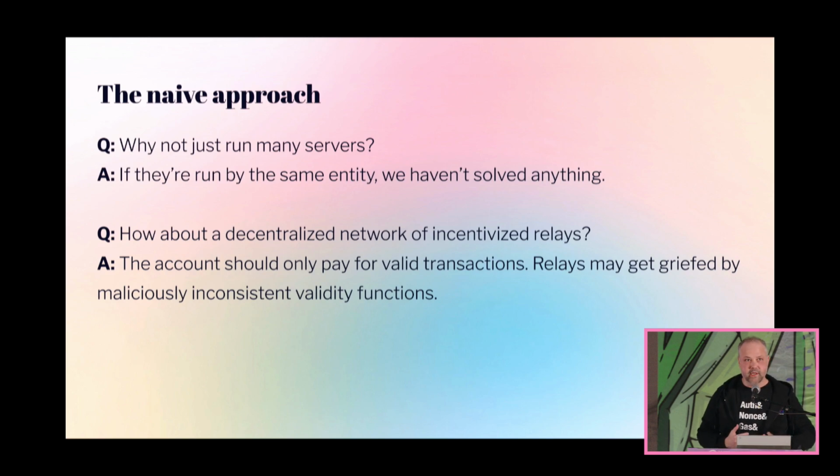Well, we tried that with GSN, the Gas Station Network, and it does decentralize access, but there's a catch. What if the account behaves inconsistently? In an off-chain simulation, the account would appear to be compensating the relay, but when the relay puts it on-chain, it actually doesn't compensate, because it can detect that it's running on-chain by looking at some environment opcodes. So it decides not to pay, and now the relay gets griefed. So we need to protect the relay against griefing.